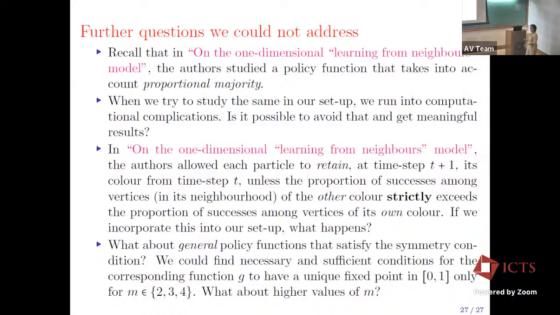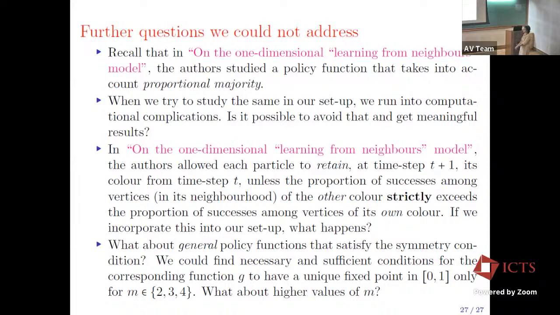Another thing is, as I was mentioning earlier, in this paper every particle is allowed to retain its color under certain conditions, but in our case we are not doing that. If there is a tie between the number of blue successes and the number of red successes, then we toss a fair coin to decide what the updated color of the parent vertex should be. This makes things slightly simpler, we feel, because it keeps the IID setup going if we start with an IID initial distribution. This will probably not be the case if we do allow particles to retain color. This is something that Professor Anish Sarkar and I have started looking into. And we have only been able to say anything about general policy functions for very small values of the number of children, m. So what happens for higher values of m?